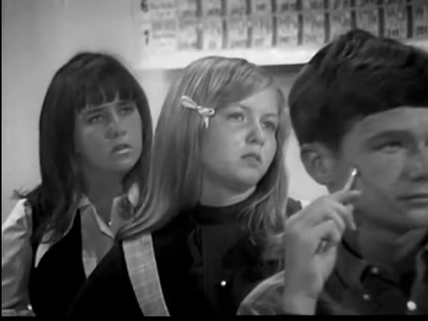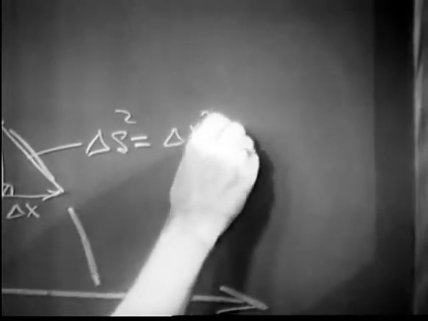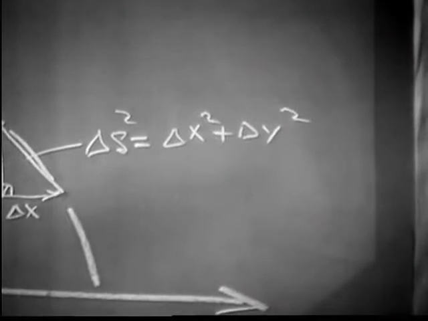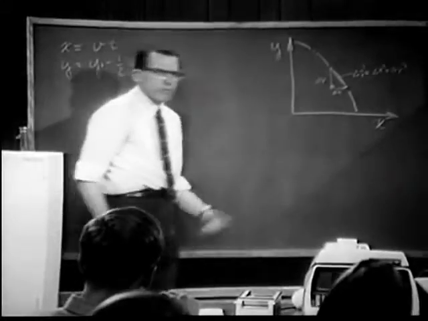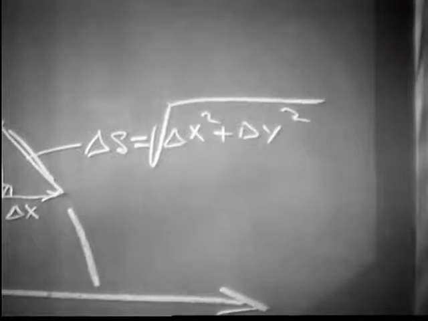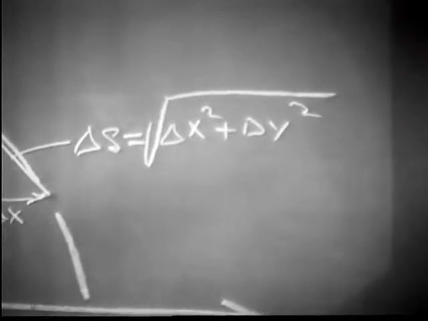S squared equals delta x squared plus delta y squared, but we don't really want delta s squared, do we? What do we do to do that? Take the square root of both sides, okay? And real rapid, the square root like that will just erase the square off. Okay, so we could take the square root.